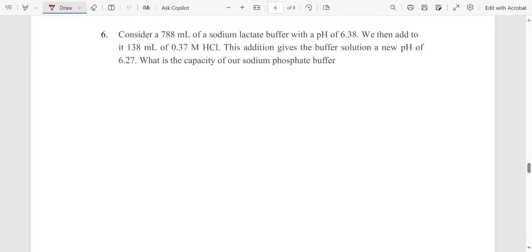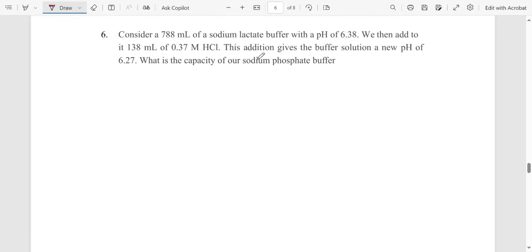Okay, question 6. Consider a 788 mL sodium lactate buffer with a pH of 6.38. We then add to it 138 mL of 0.37 molar hydrochloric acid. This addition gives the buffer solution a new pH of 6.27. What is the capacity of our sodium phosphate buffer?